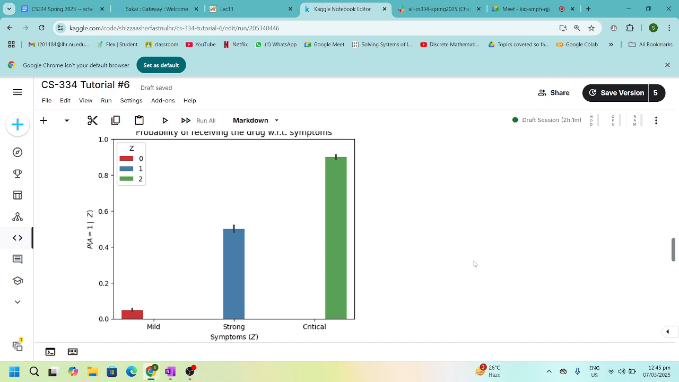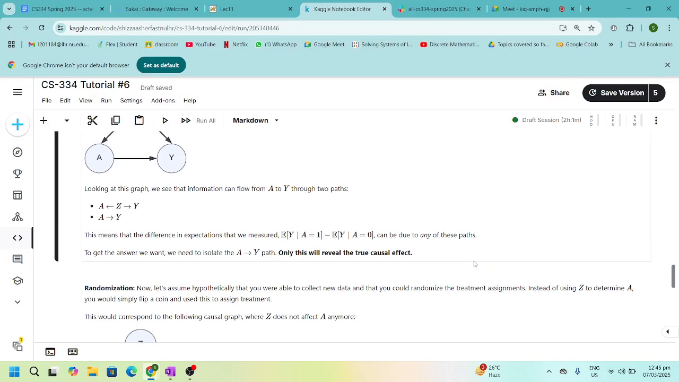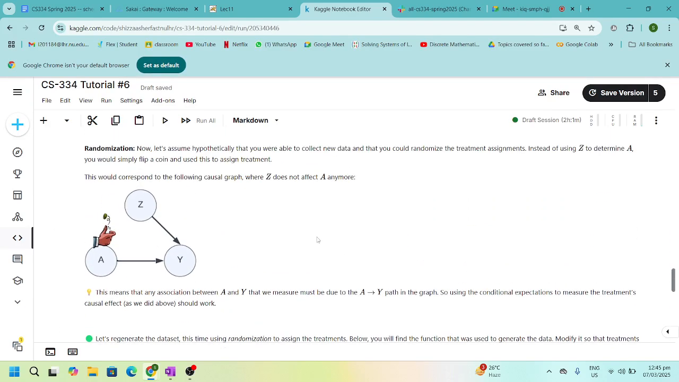You don't look at their symptoms, you don't look at anything else. In our cigarette example, you don't look at whether the person exercises regularly or not. You don't look at the gender of the person. You don't look at anything else. You just take a person, you flip a coin. For instance, if it lands on heads, you put them in the treatment group. If it lands on tails, you put them in the control group. Essentially, for this, we're going to do the same.